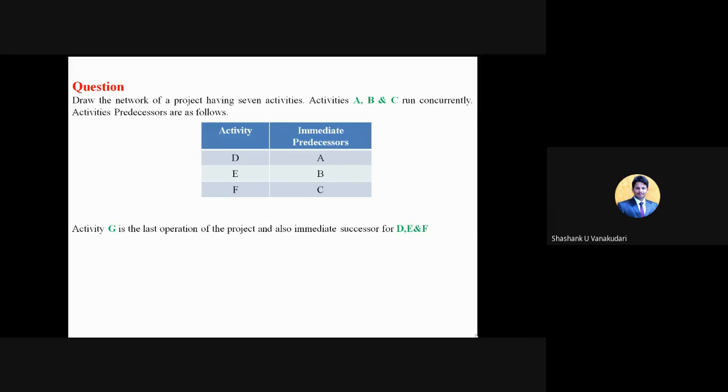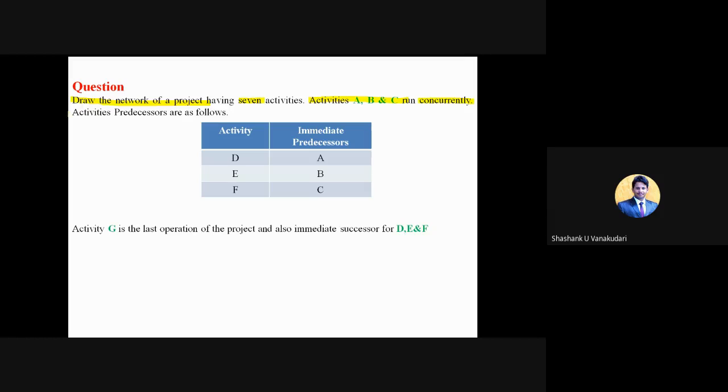The question is given like this. Draw the network of a project having 7 activities. In this network diagram, there are 7 activities. They are interrelated with each other from start till end. The first condition is that activities A, B, and C run concurrently. Concurrently in the sense all these 3 activities start at the same time.